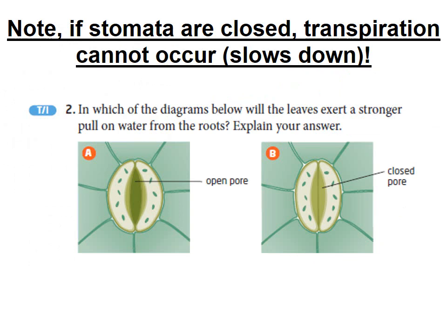So you should be able to do questions like this now. If stomata are closed, transpiration cannot happen or will slow down. So in which of the diagrams below will leaves exert a stronger pull on water from the roots? Explain your answer. Read this carefully and try it out.